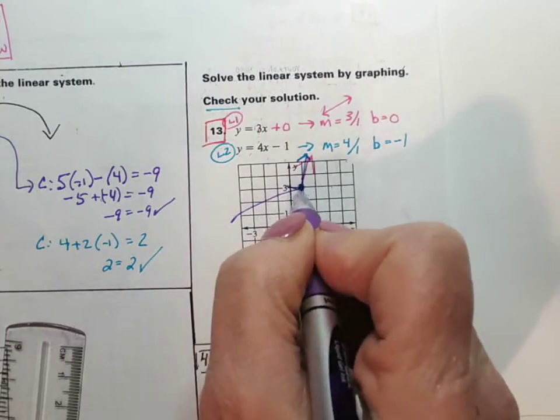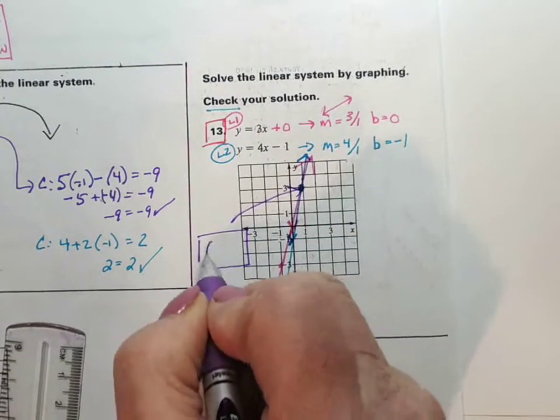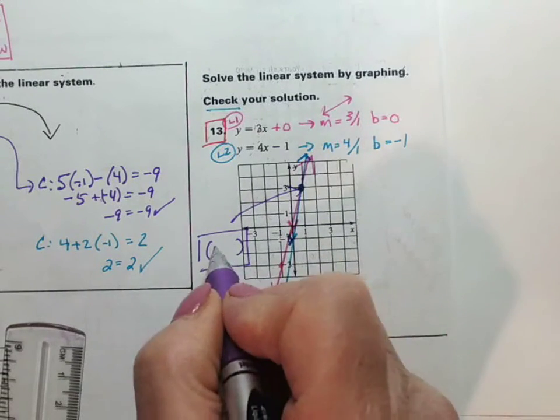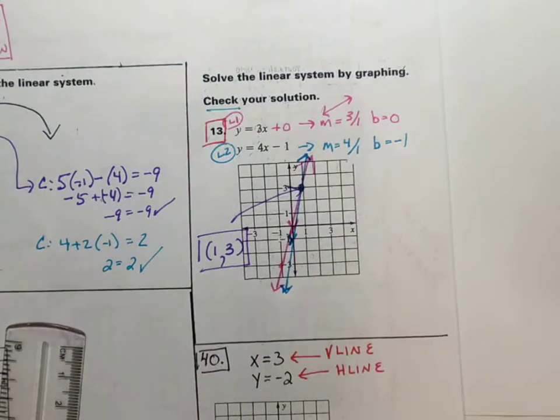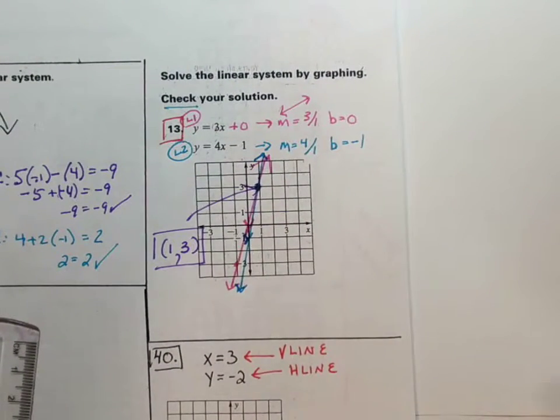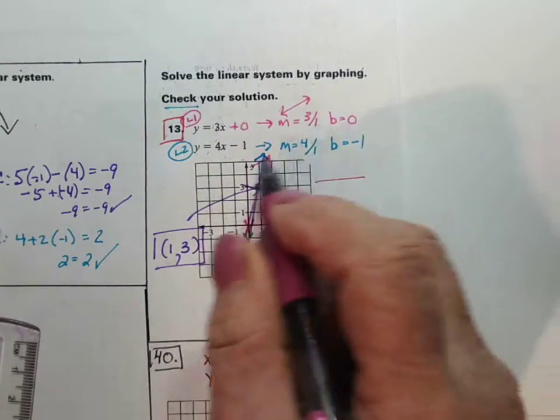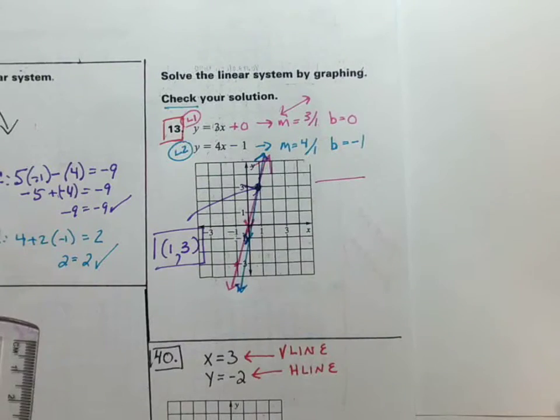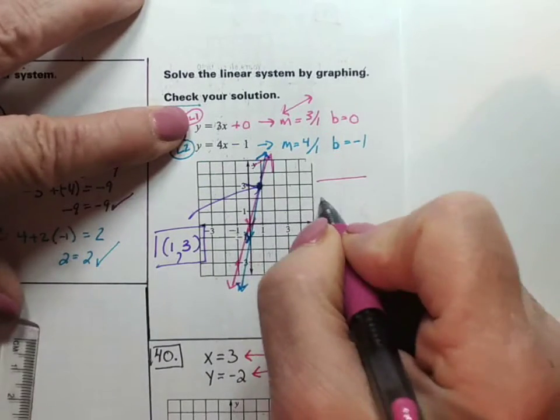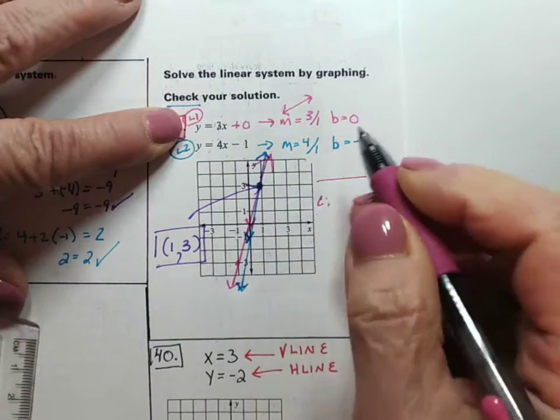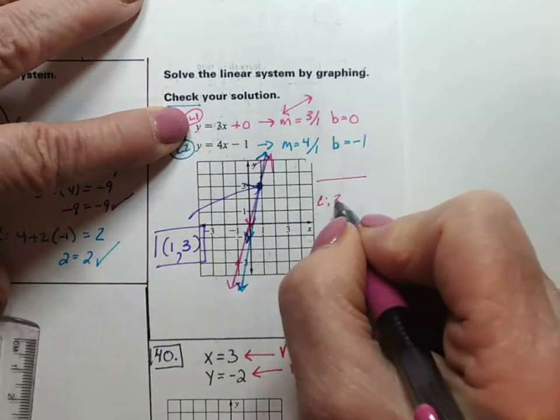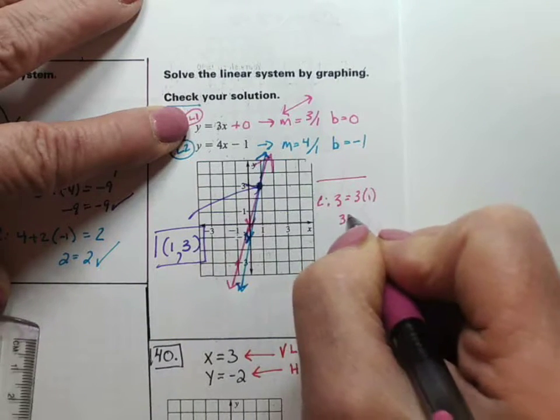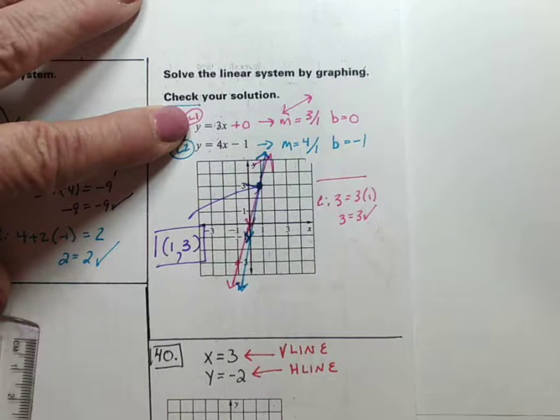So the solution, and you circle the solution, is an ordered pair. And the ordered pair is (1, 3). I'm going to check this solution in both of my original equations to make sure I've done it correctly. So I'm going to put a little c here for checking the first equation. y is 3 equals 3 times x, which is 1. 3 equals 3, and I'm happy it checks.